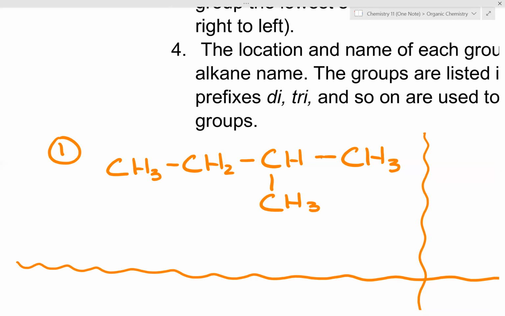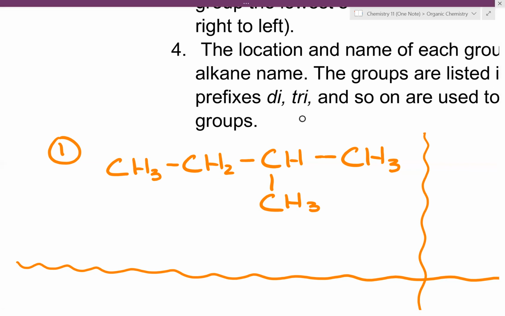Now, some of you might say, Mr. Chan, I go 1, 2, 3, 4. What if I go straight across? Good. How about if I go down? 1, 2, 3, then I turn right. Doesn't matter. You choose one direction and you stick with it. Whichever one is the longest chain.